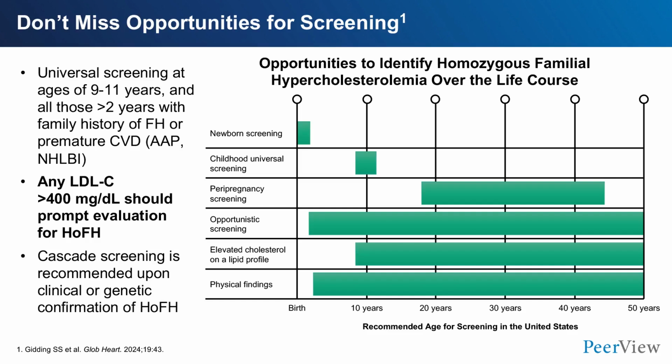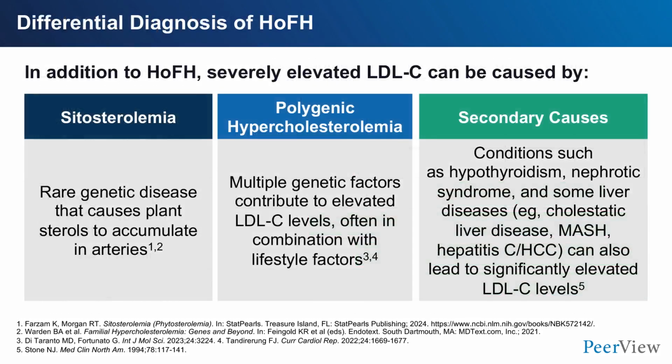And any LDL greater than 400 should prompt evaluation for homozygous FH. Even something in the 200-300s tells you this person at this age has something going on. And as I said, universal screening for everyone is recommended around 10 years of age. And I mentioned physical findings, of course, too.